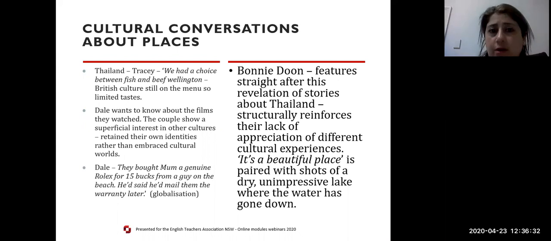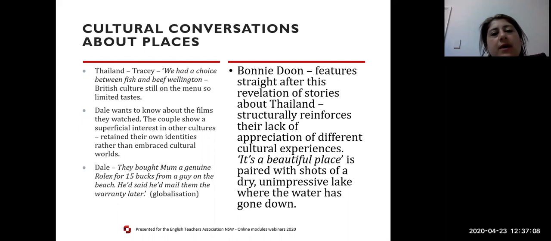So they think they're having a cultural experience, but really they're just choosing very similar things that they've always been used to. So that's the attitude that some Australians have about culture experience. We also see that in the films that they watch, the fact that Con suggests that there's a 24-hour boxing, kickboxing channel. So they've gone to this beautiful exotic place and they've ended up with a Rolex for 15 bucks from a guy on the beach. And again, that he'd said he'd mail on the warranty later points to the simple nature of the family.